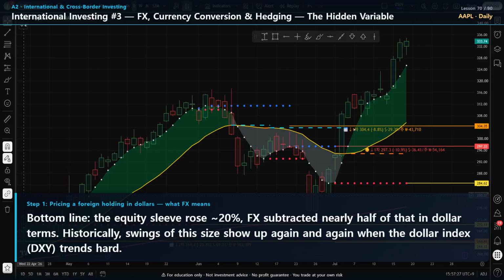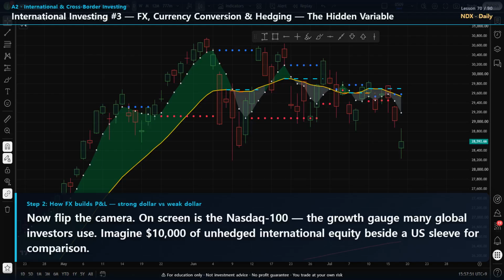Bottom line, the equity sleeve rose 20%. FX subtracted nearly half of that in dollar terms. Historically, swings of this size show up again and again when the dollar index, DXY, trends hard. Now flip the camera. On screen is the Nasdaq 100, the growth gauge many global investors use. Imagine $10,000 of unhedged international equity beside a U.S. sleeve for comparison.